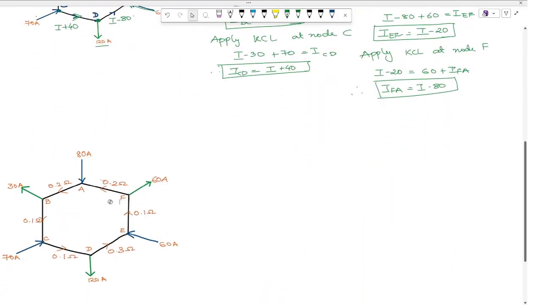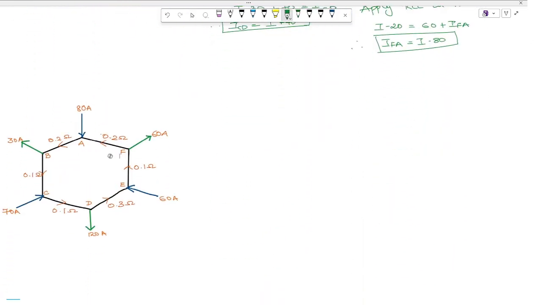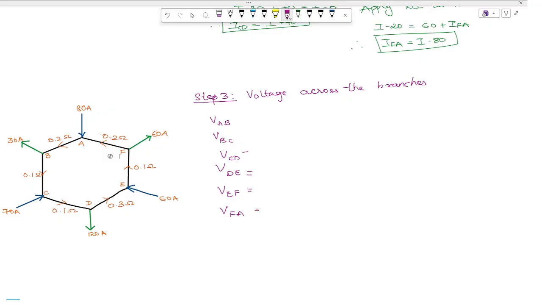So I have one other circuit here which I will be using to find out the voltages. Now I'm talking about step number 3, where we'll be finding the voltage across the branches. First let me consider, I will just write it down here. What are the voltages? VAB, VBC, VCD, VDE, VEF and VFA. These are the voltages which we need to find out.